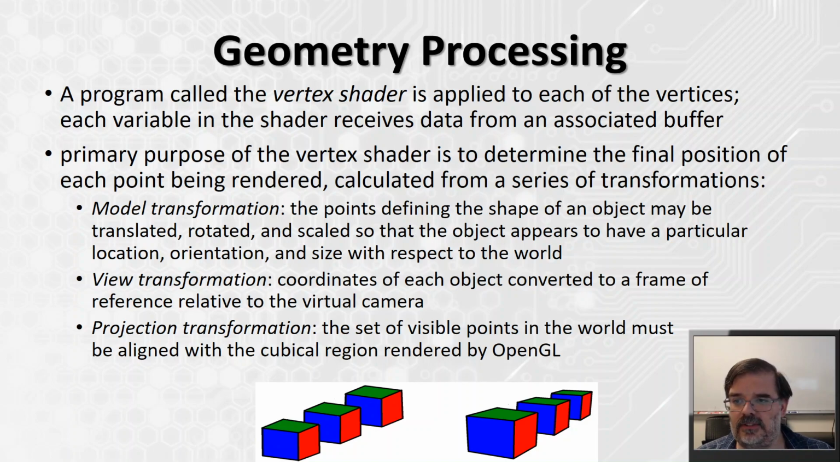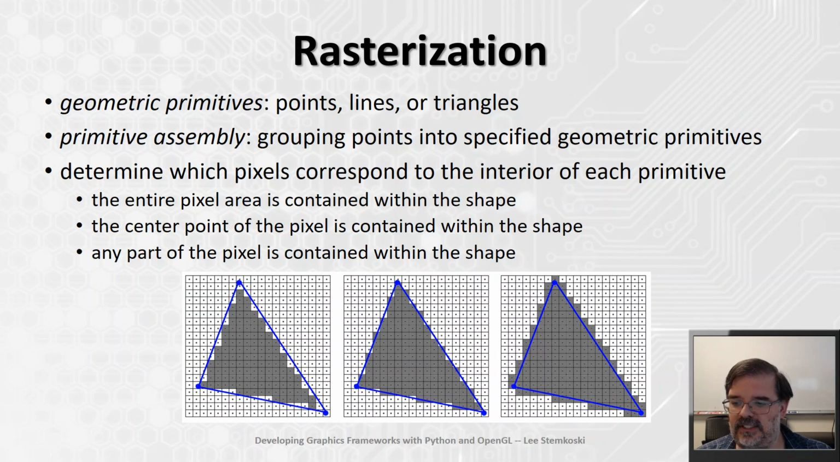After geometry processing comes rasterization. Once the final positions of each vertex have been specified by the vertex shader, the rasterization stage begins. The points themselves first have to be grouped into some kind of geometric primitive, and that can be points, lines, or triangles. In other words, sets of 1, 2, or 3 points. 2 points determine a line segment, 3 points determine a triangle.